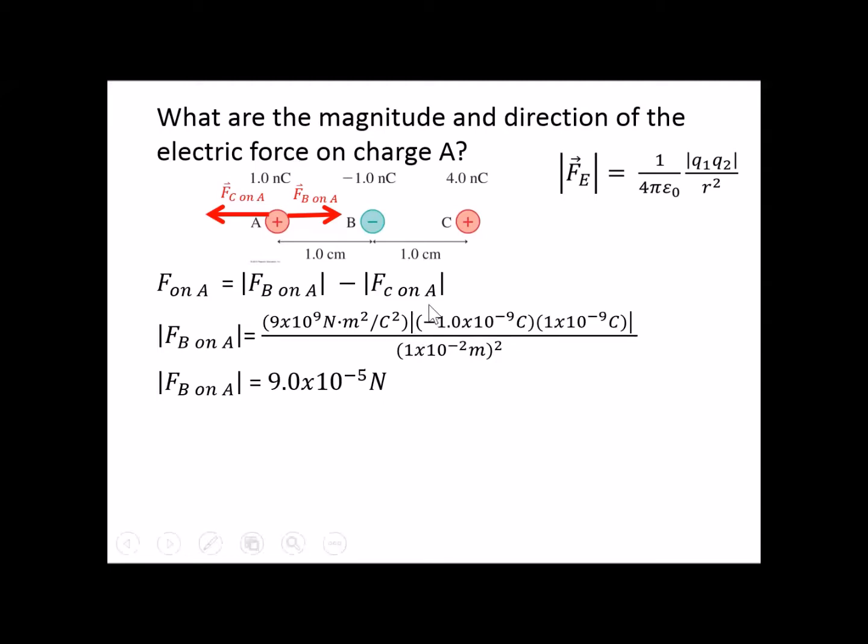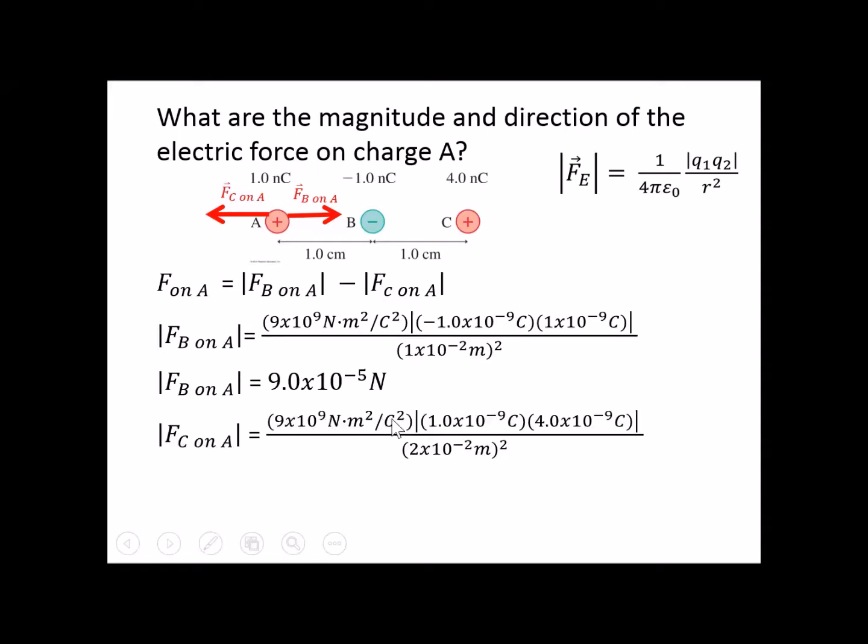For the force of C on A, we're going to have K times the charge of C, which is positive, times the charge of A, which is positive. The charge of C is 4 nanocoulombs, 4 times 10 to the -9th coulombs, divided by the radius. And in this case, the radius from A to C is 1 plus 1 centimeter, so it's 2 times 10 to the -2 meters squared. When we solve this, we just multiply everything together, and we get the force of C on A is 9 times 10 to the -5th newtons.